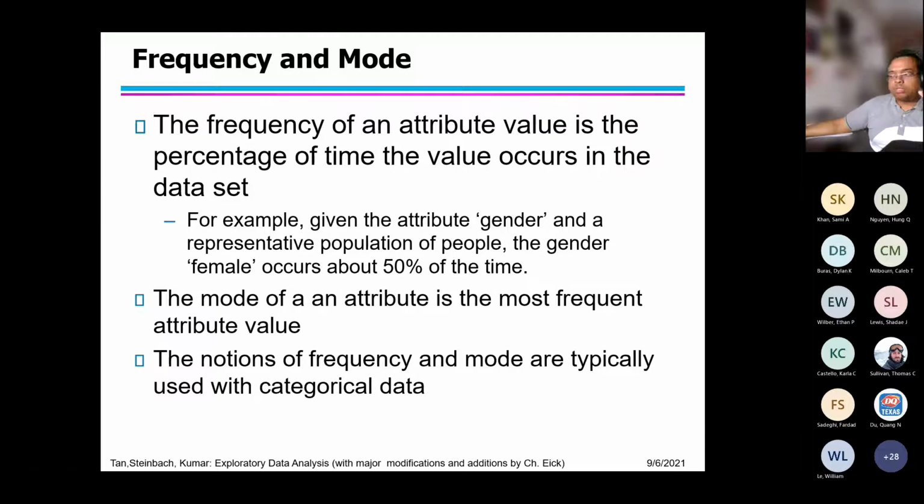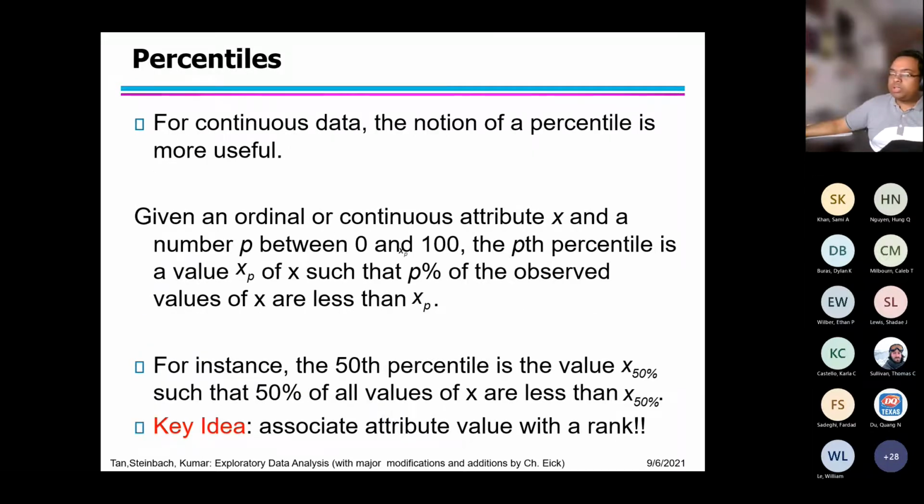Once again, you all know the different types of data sets, like categorical, etc. So frequency and mode are very commonly used with categorical data, because if you have continuous data, frequency and mode does not really make sense. So what makes more sense is percentiles.